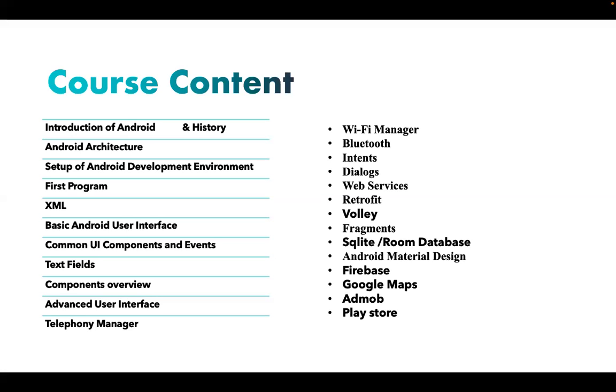Next, Android components. There are 5 components: activity, services, broadcast receiver, content provider, intent. Those we will discuss. Once you are aware of those, you can create basic applications. Then after that, advanced user interface, like drop down menu, list, grid, recycler view. Those kind of topics we'll discuss there. After that, telephone manager, like how to call, how to connect with the network. That kind of thing we'll discuss.